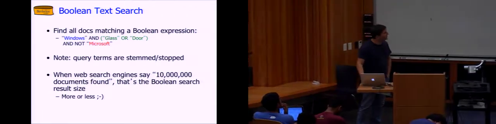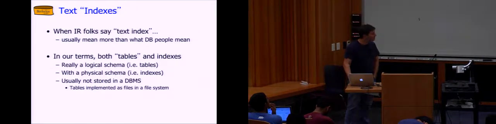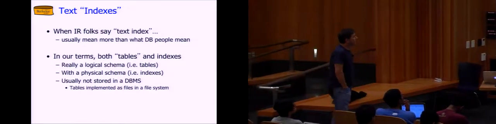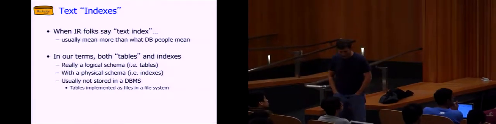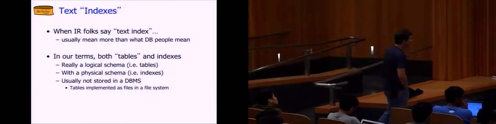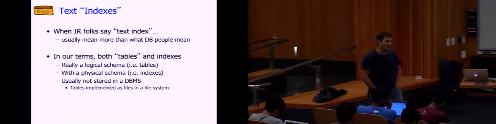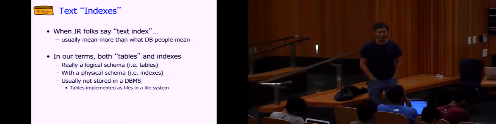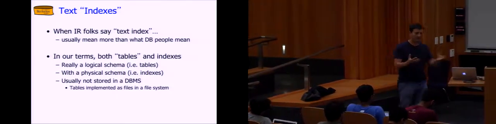So how do you implement Boolean search? It's actually pretty straightforward from what we've got in this class. Before we do that, though, a little terminology. When an information retrieval or web search person talks about the index, when someone at Google talks about the index, they don't mean there's a B tree over at Google. They mean something a little bit bigger than that.